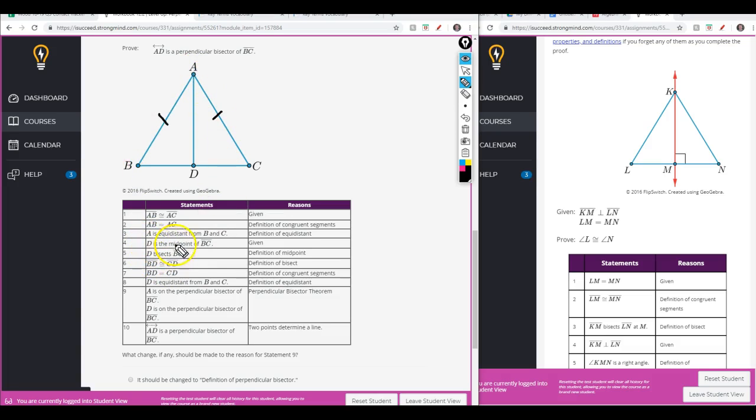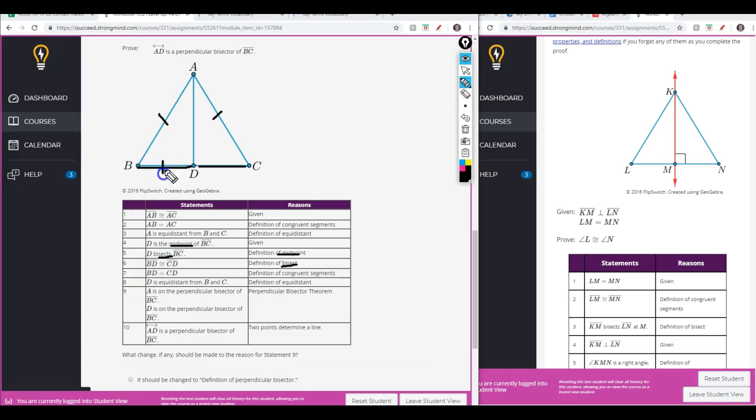So then it says D is the midpoint of segment BC. That is given up above. So then it says that D bisects the segment BC. Definition of midpoint. So see how they established the midpoint and then they use it to state something else. So then they're going to say that we have a distance right here that's congruent to the distance of CD. Definition of bisect. See again, there's that statement link and their reason to the next statement.